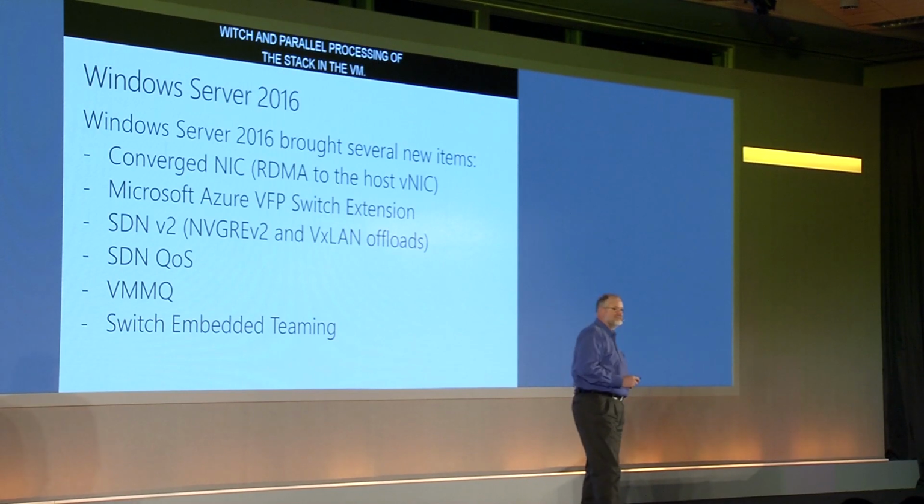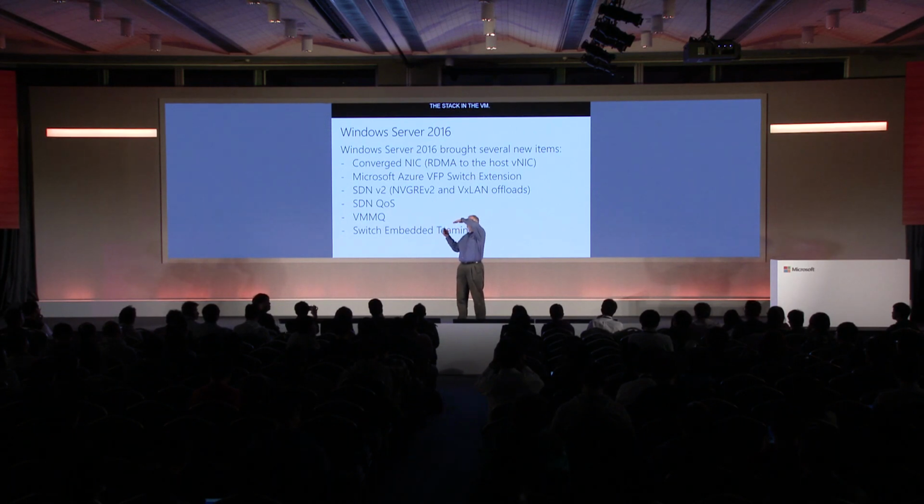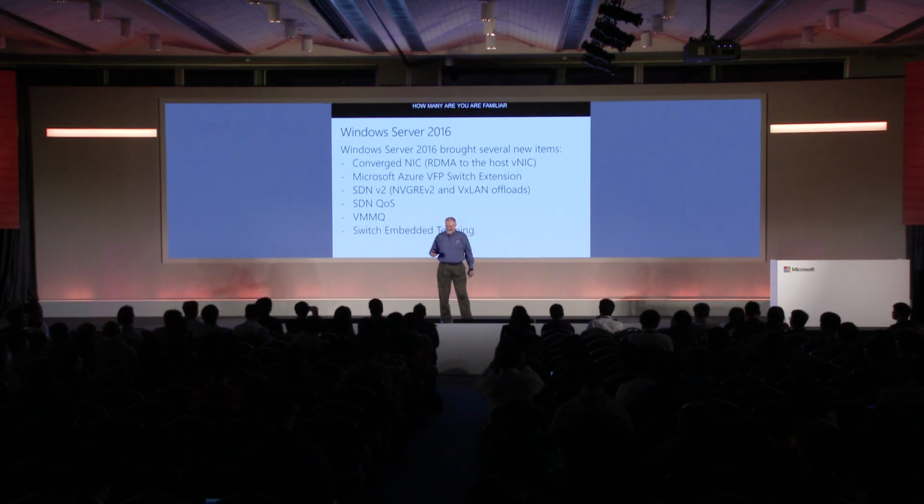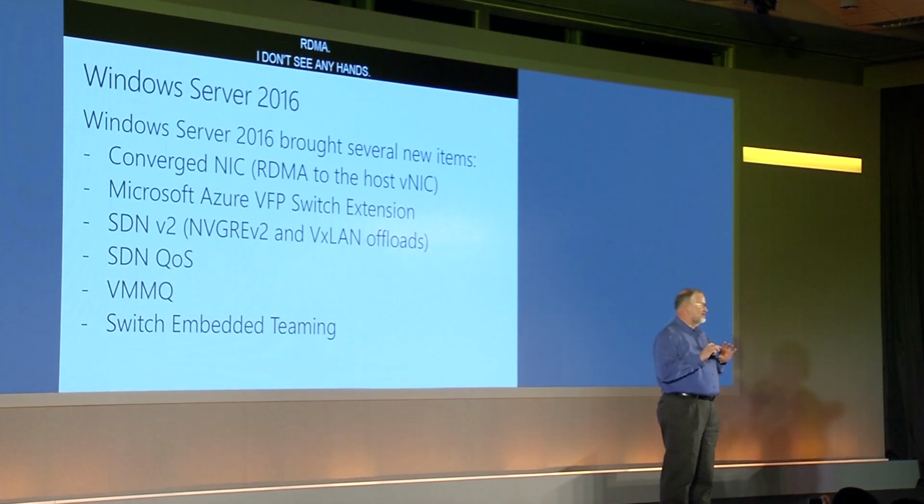Server 2016 brought us some more technologies. Converged NIC. How many of you are familiar with RDMA? Anybody ever used it? I don't see any hands. Okay, that's all right. We have the switch extension. Hyper-V switch, as you may be aware, actually has a reprogrammable engine so that you can plug in different engines, whether that's Cisco's NFV1000 or our own Azure Stack extension, or whether you use the native routing extension that's in the Hyper-V switch. All of those can work fine.